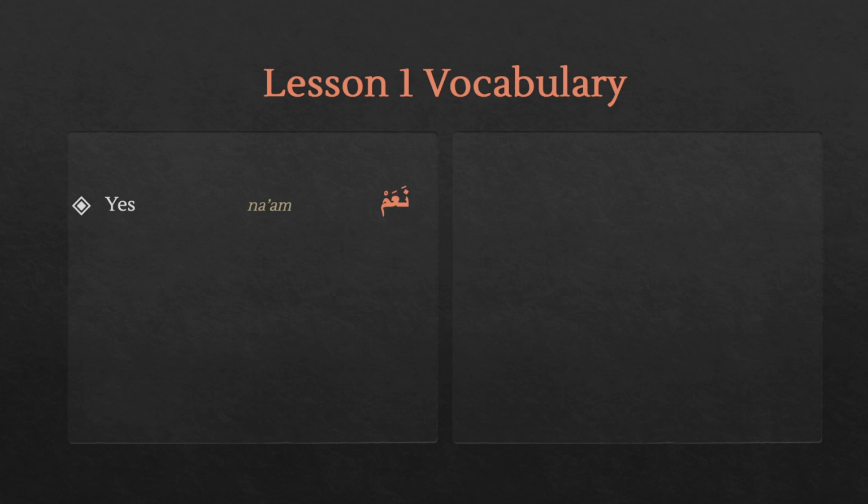First word is na'am. Na'am means yes. Also, before moving forward, each vocabulary word will include English transliteration. And this is to make pronunciation easier and to ensure the lesson is accessible even for those who cannot read or articulate Arabic words. All right, let's continue. Na'am, na'am, yes. La, la, no. Bait, bait, house.